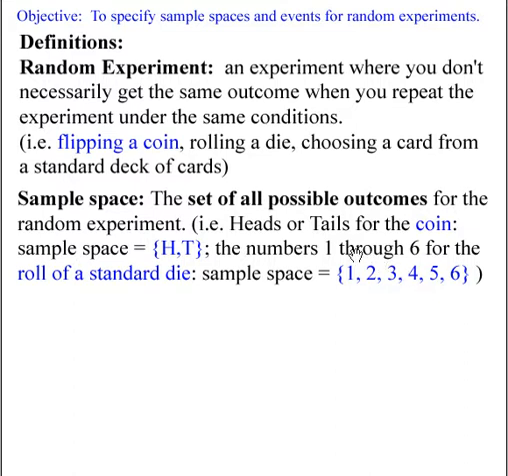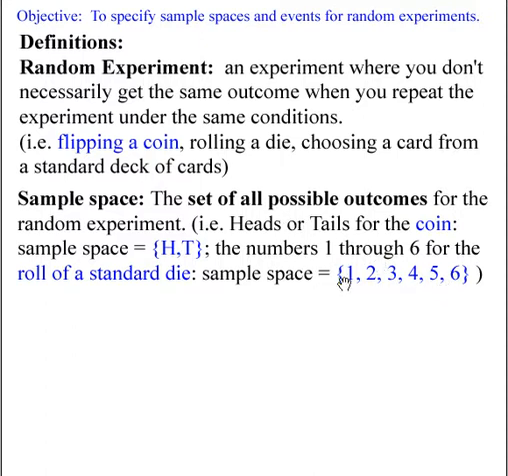A sample space is listing all the possible outcomes in a set for that random experiment. So for a coin, for example, flipping that, you can only get two outcomes. You get heads or tails. So we might represent the sample space as the set H, T, where H represents the heads, T represents the tails. And if you were rolling a die, a standard and fair six-sided die, the sample space would be the set 1, 2, 3, 4, 5, 6. Those are the only possible outcomes for rolling a die.